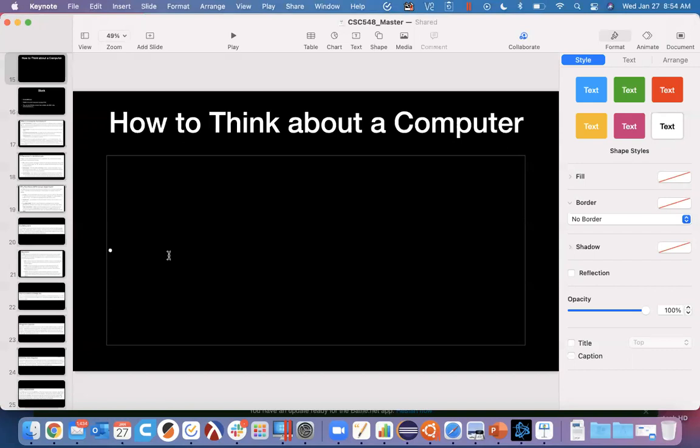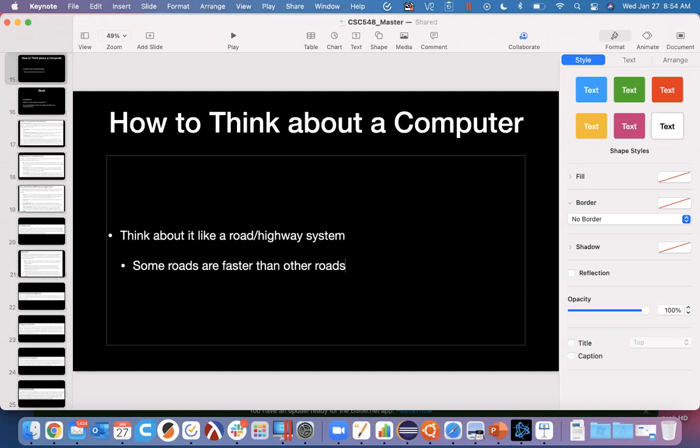All right. So how do you think about a computer? I like to think about it like a road/highway system. What I mean by that is some roads are faster than other roads. When we're traveling long distances, our preference would be to be on faster roads, but that's not always possible, right? So if we're going from here to like Wauwatosa, for example, we get to travel on several different roads.